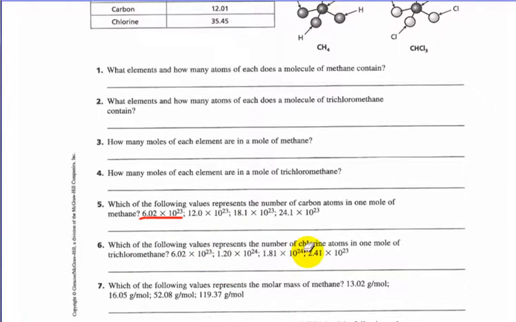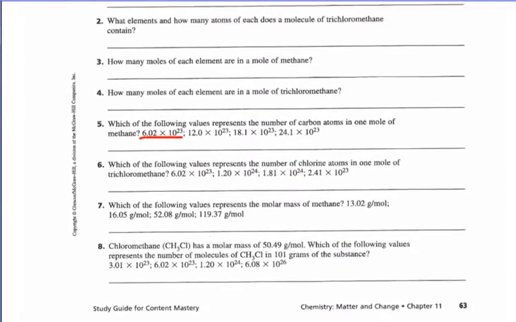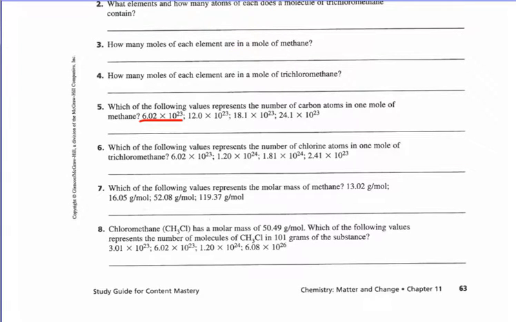And then which of the following values represents the number of chlorine atoms in 1 mole of trichloromethane? Of course you can see there it's a 3-to-1 ratio. I have 3 chlorines for every 1. So if I have 1 mole, I have 3 moles. So it's going to be 3 times 6.02 times 10 to the 23rd. You'll be able to figure that out quite easily.